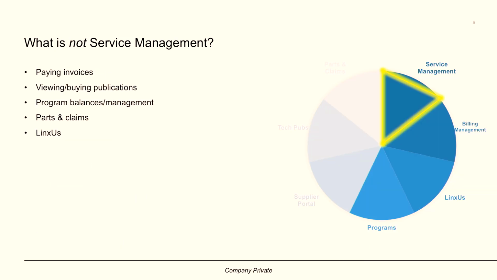And so I also want to talk about, what is not service management. There's a lot of different pieces to the customer portal. And so we'll start off by talking about paying invoices. If you're looking for anything when it comes to invoices, you'll want to visit the billing management section of the customer portal. If you're looking to view or buy publications, that would be the OneView section. Program balances and management, you'll go to the Pro Advantage section. Parts and claims, you'll go to that section, and same with links.